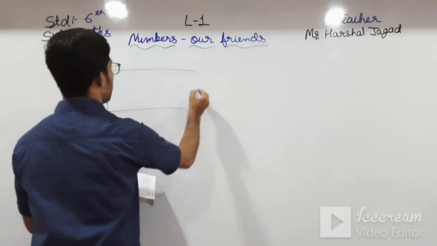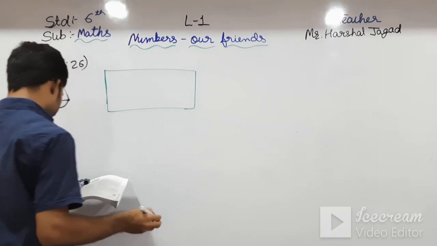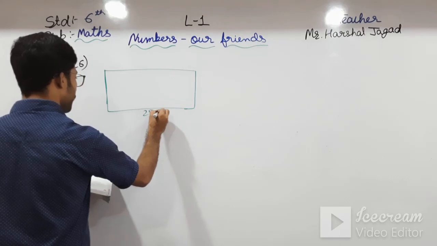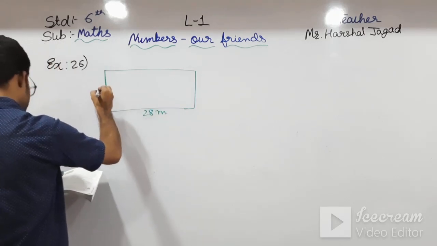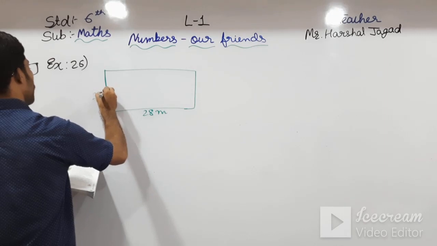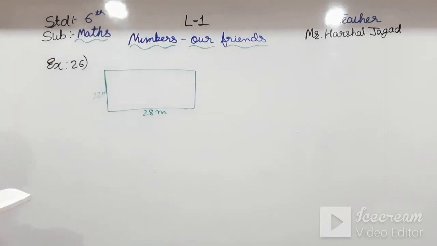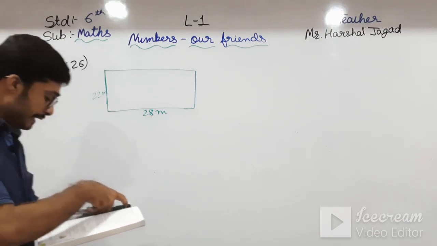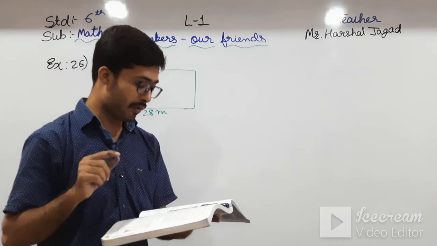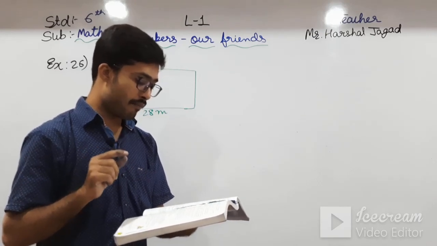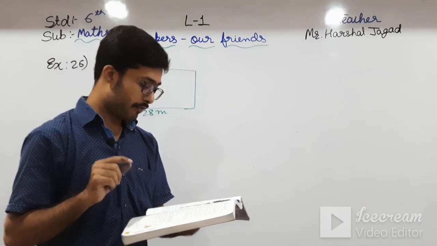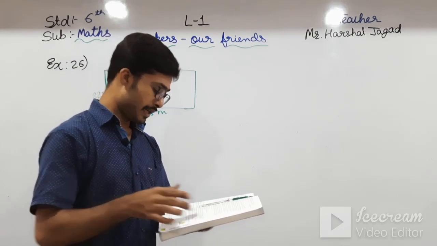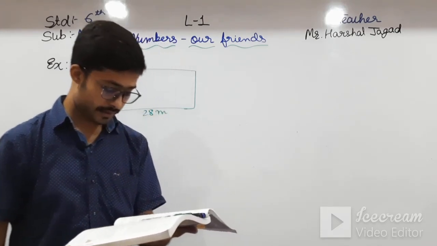this is a rectangular field. Okay students, in that how long is it? It is 28 meter long and its width is 22 meter. Okay students, its width is 22 meter. So what you have to find is the length of a barbed wire to go round 3 times the boundary of a rectangular field 28 meter long and 22 meter wide.